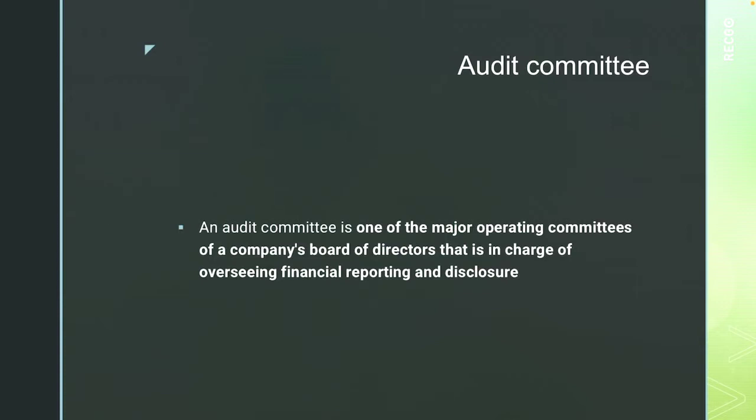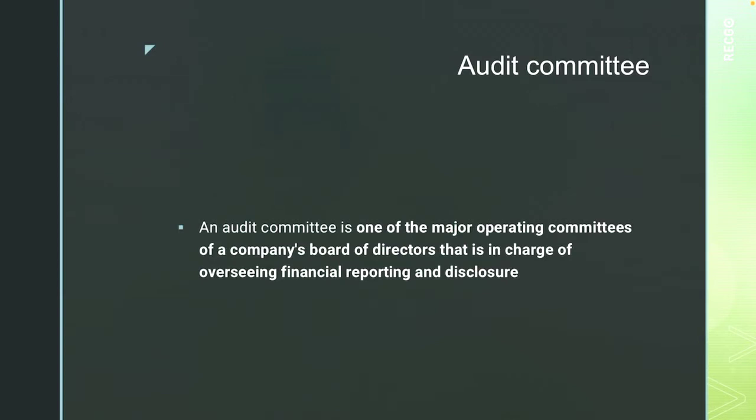Under the Companies Act 1956, every public company in India having paid up capital of not less than rupees 5 crores was required to constitute an audit committee under section 292A. Please make a note of this.